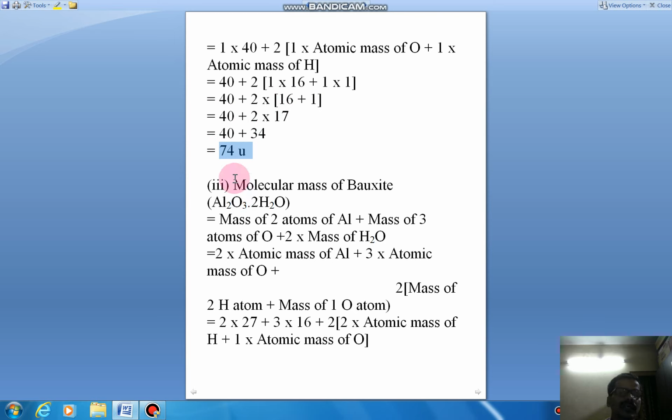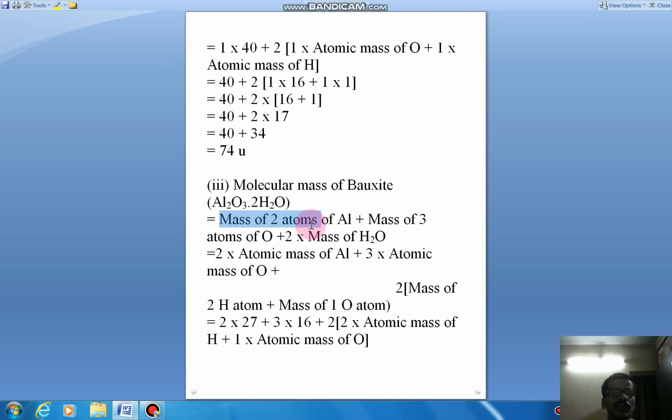Now let us see another example, how we find the molecular mass of bauxite. Its molecular formula is Al2O3.2H2O. Here, how many aluminum atoms? Aluminum atoms are 2. How many oxygen atoms? Oxygen atoms are 3. But what about H2O? There are 2 H2O. That means the 2 is multiplied with both hydrogen and oxygen. So how will you write the formula?